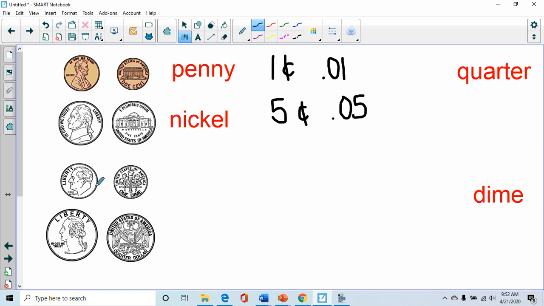Our next coin is the dime. The dime is the smallest in size. The dime has Franklin D. Roosevelt's profile on the front. On the back, we see a torch, an olive branch, and an oak branch. The torch represents knowledge. The oak branch represents strength, and the olive branch represents peace. That's our dime.